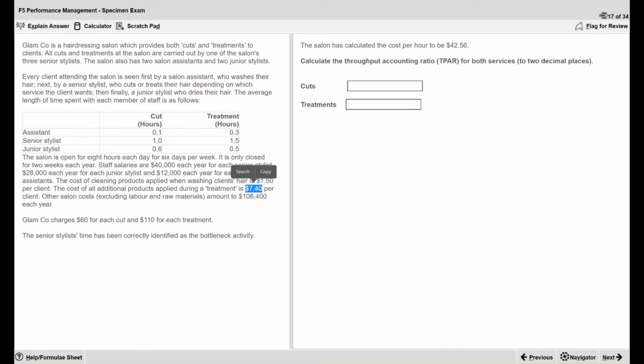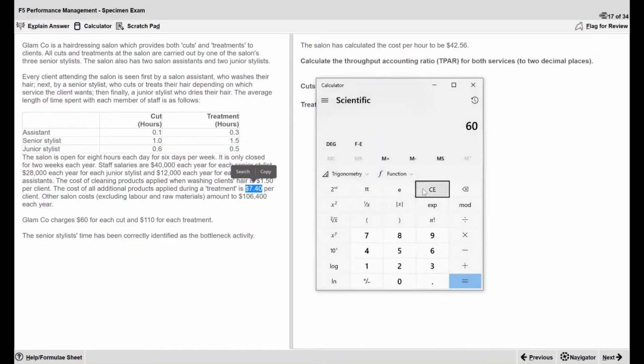So the cost throughput of cut is 60 minus 1.50, the cost of material. If I divide that by 42.56, it will give me throughput accounting ratio, which is 1.37.